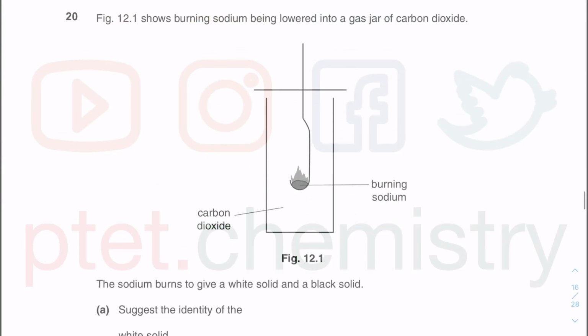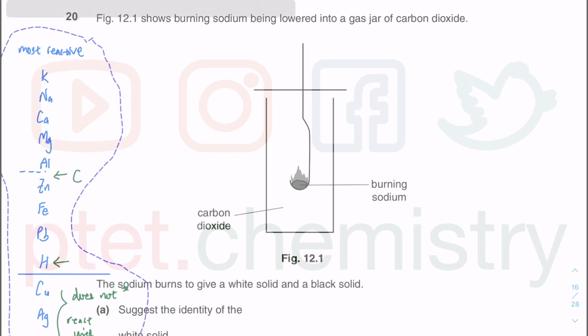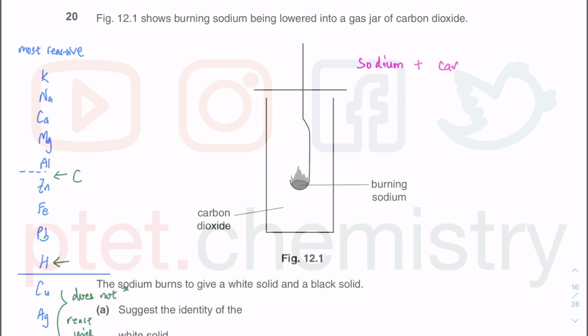Moving on to this last question in this tutorial. So we have burning sodium. Sodium burns in this gas jar containing carbon dioxide. So for the same reactivity series trend, which I had done previously, just like in the previous question, potassium can react with carbon dioxide and the carbon dioxide loses the oxygen to the potassium. We have the same thing here. We have sodium plus carbon dioxide. So I might not have time to go through this in class.